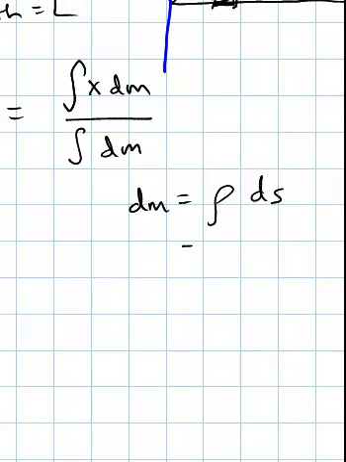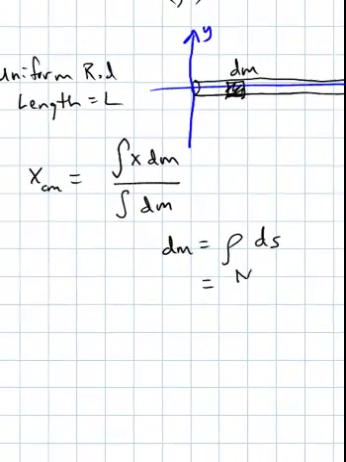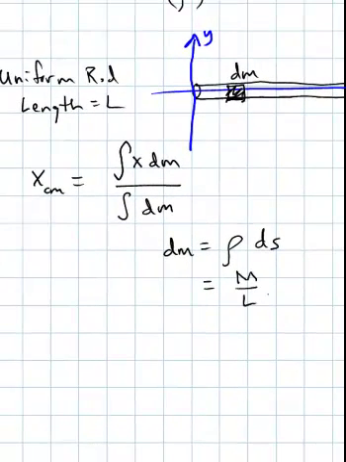And what is the density? In this case, it's a uniform rod, so it's the total mass over the total length. That's the density. If it's not uniform, then the density would have to be given, and we would just plug it in. But it's uniform, so we know it's total mass over total length. And our small element of length is dx, right? We're along the x-axis here. So dm is equal to dx multiplied by m over L.